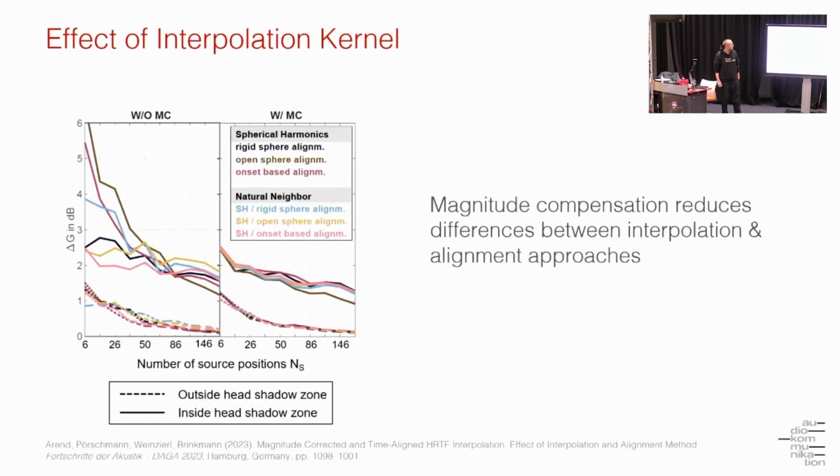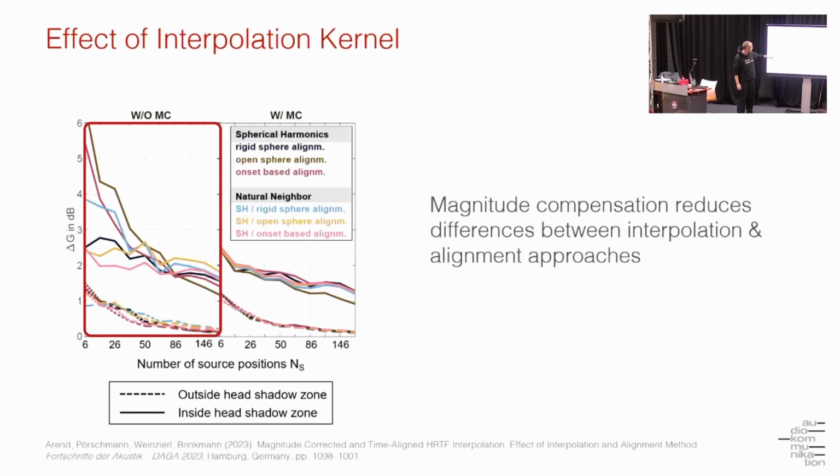Now lastly, let's have a look at the effect of the interpolation kernel. Now the magnitude differences are also averaged across source position and frequency. And I'm showing you the results independent of the number of HRTFs in the sparse data set. If we're using only time-aligned interpolation, so no magnitude compensation, this shows us what we already know. Outside the head shadow zone, we have low errors. The errors more or less decrease monotonically.